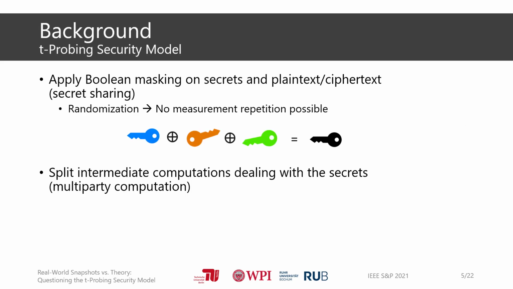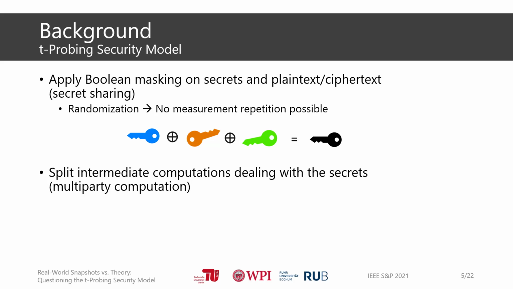Masking countermeasures are built on the two principles secret sharing and multi-party computation, and Boolean masking is the most common scheme to split the inputs of the algorithm into multiple shares. Typically all but one share are random numbers, and the final share is the XOR result of all other shares and the actual secret. Then the intermediate computation of the algorithm deals only with the secrets split into the shares, so computation will never involve the entire secret, which means all shares.